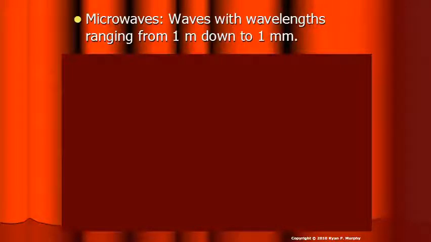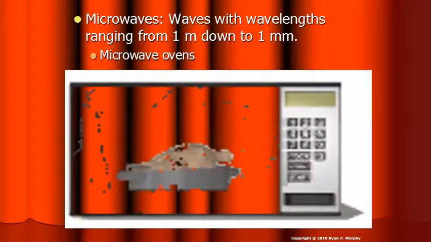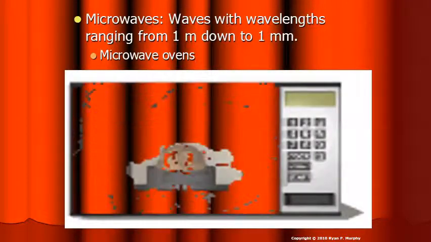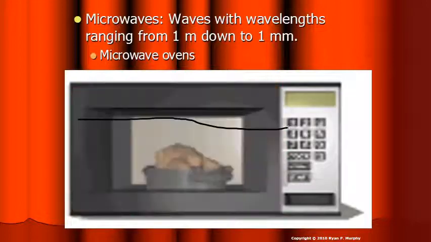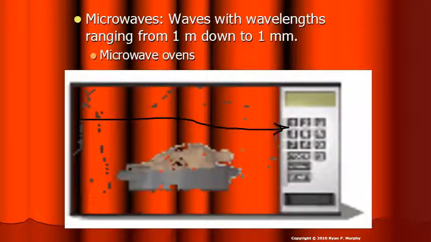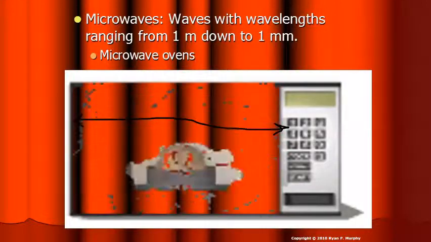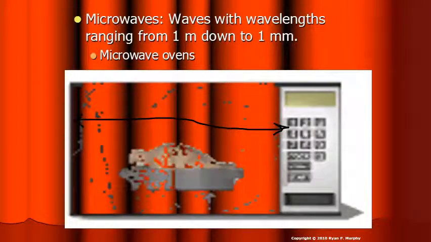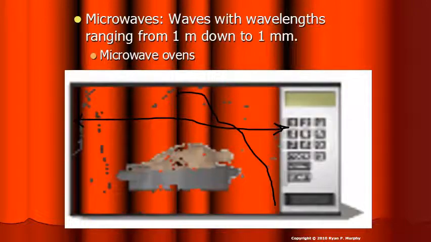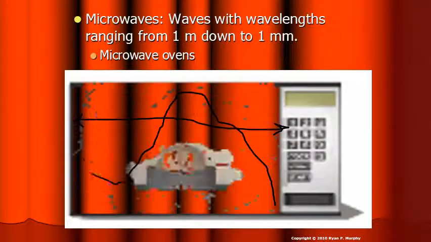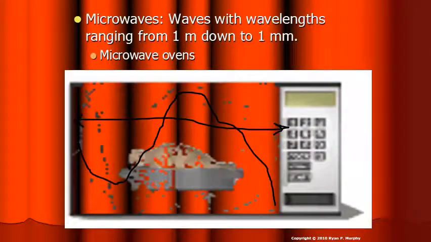All right, next up is microwaves. These are waves with wavelengths ranging from 1 meter down to 1 millimeter, and you know what those are. And think about the size of a microwave oven, right? From here to here, that is somewhere between 1 millimeter and 1 meter, right? And there's a reason for that. It's because the microwaves they use actually kind of fit into this box here, kind of like that.